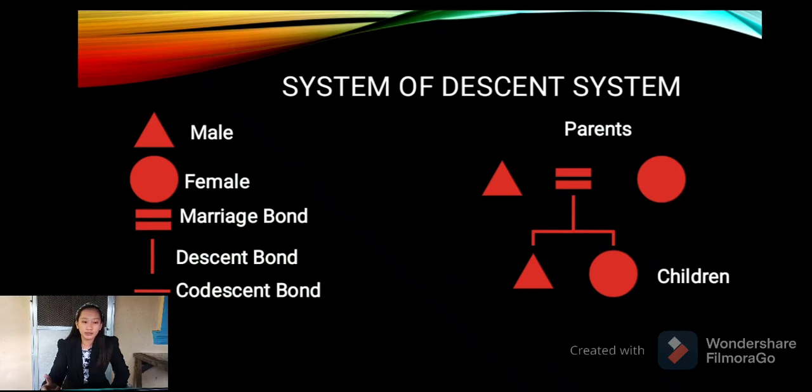The triangle is the male, the circle is the female, the equal sign is the marriage bond, the vertical line is the descent bond, and the horizontal line is the co-descent bond. So this is the full example of the parents.